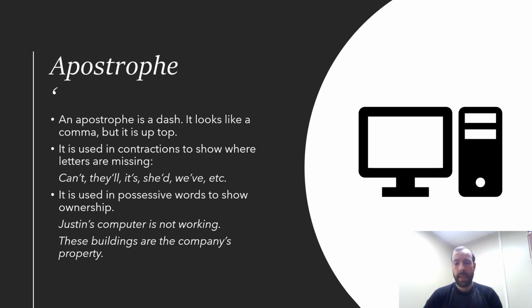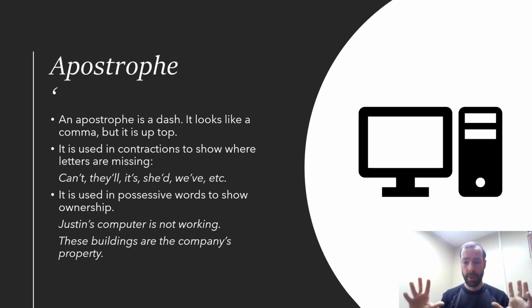Apostrophe. It looks basically the same as a comma, but instead of being at the bottom of the written line, like the comma is, an apostrophe is up top. And we use it for a couple different reasons. One time we use it is in contractions.